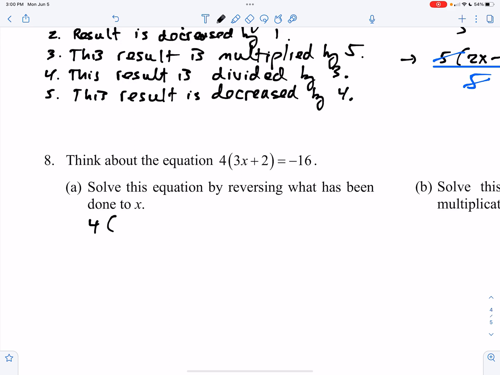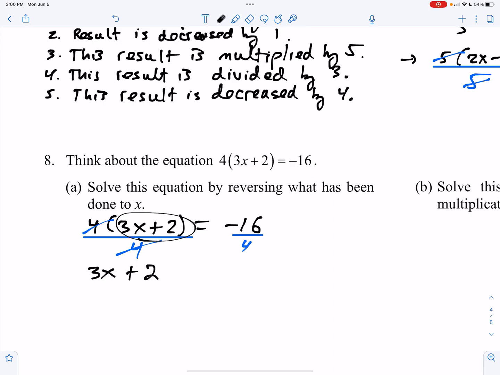Writing the equation down, 4 times (3x plus 2) equals negative 16. So the first thing I'm going to do is get rid of that 4 on the outside of the parentheses. So the opposite of multiplying by 4 is to divide by 4. Cancels, cancels. And I get 3x plus 2, what's left over. And negative 16 divided by 4 is negative 4.